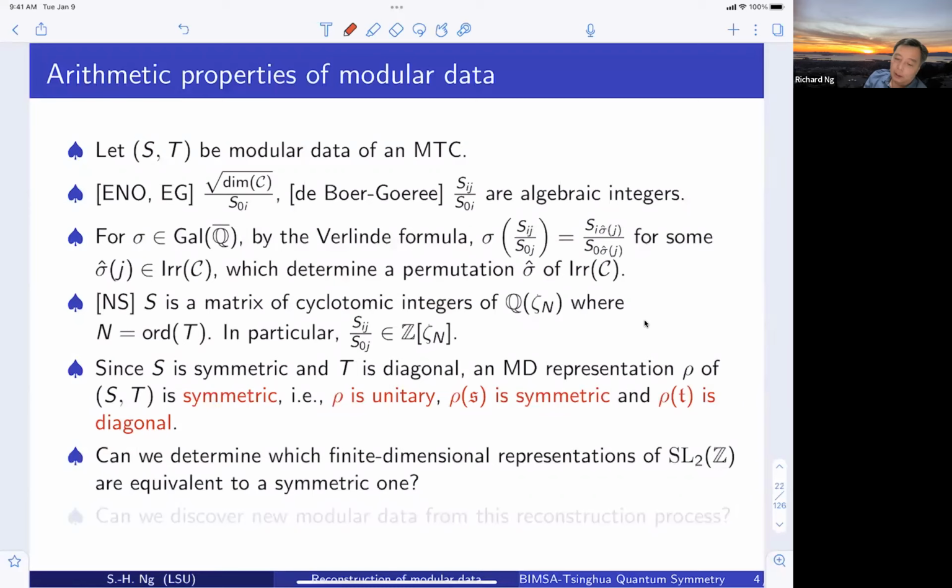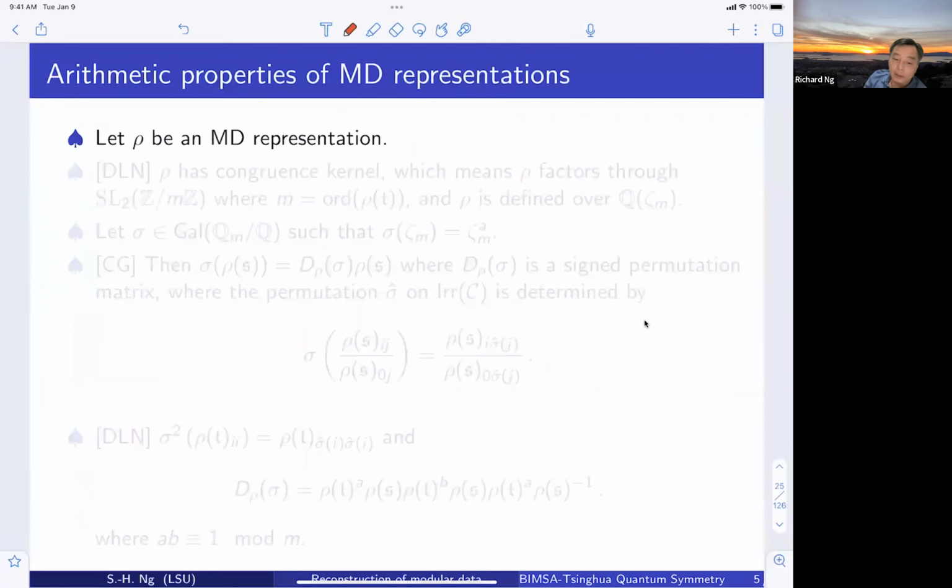So the point is that we know every MTC representation is symmetric. Then you ask, how can you characterize symmetric representations? And can we use symmetric representations to discover new modular data, for example? At the beginning, we did not know the answer to this question. In time, we learned a little bit, so we will talk about it later. By itself, we cannot characterize which representations of SL2(C) are symmetric. But if we add some conditions to it, we know how. That turns to the next slide, which is about the arithmetic properties of the MTC representations.